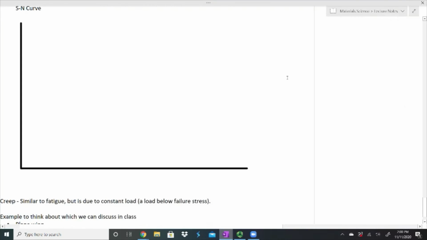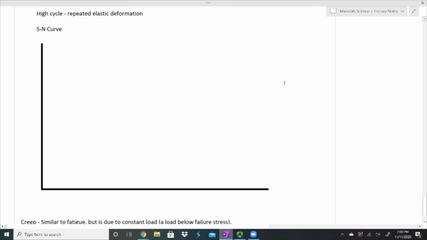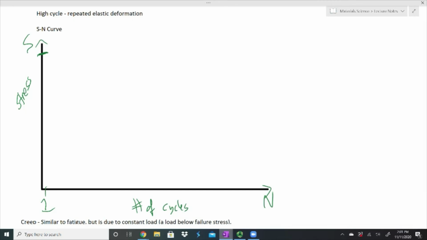I'm going to draw this out. We have our load on the y-axis, or the stress that we're applying, and the number of cycles on the x-axis. This is my S, this is my N, our SN curve. If I just have one cycle until it breaks, that's not really one cycle, that's a tensile test, or a torsion test, or whatever we're doing with it. And I'm going to have one point. Every single time a material fails, I get a point.